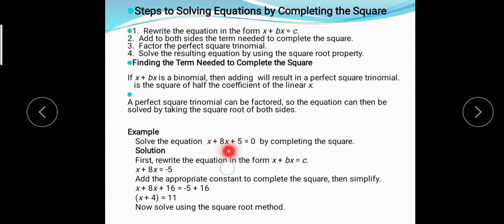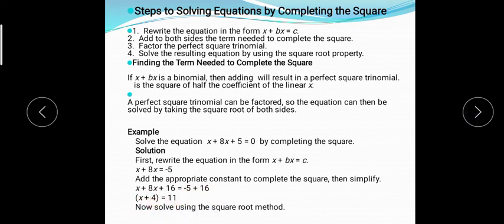x squared plus 8x plus 5 is equal to 0. By completing the square, first rewrite the equation in the form x squared plus 8x is equal to minus 5. Add the appropriate constant to simplify. x squared plus 8x plus 16 is equal to minus 5 plus 16. (x plus 4) squared is equal to 11.